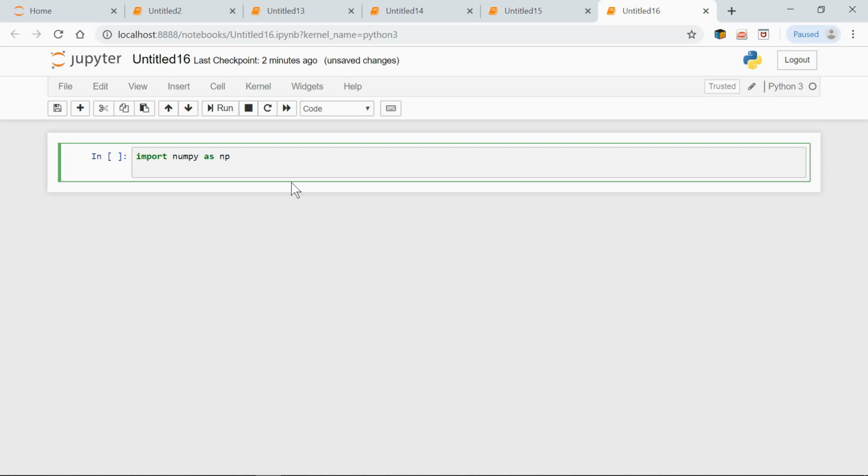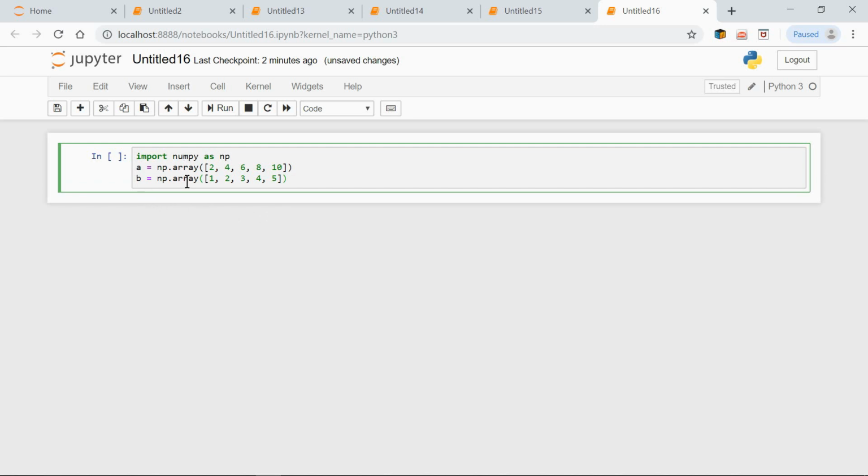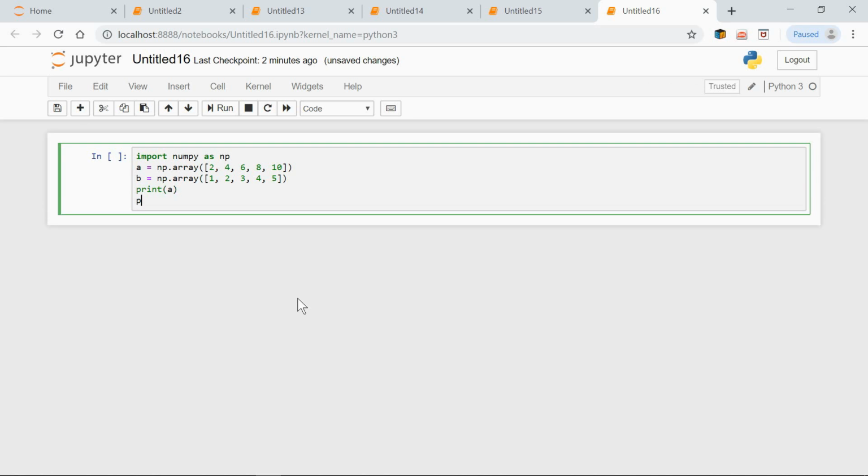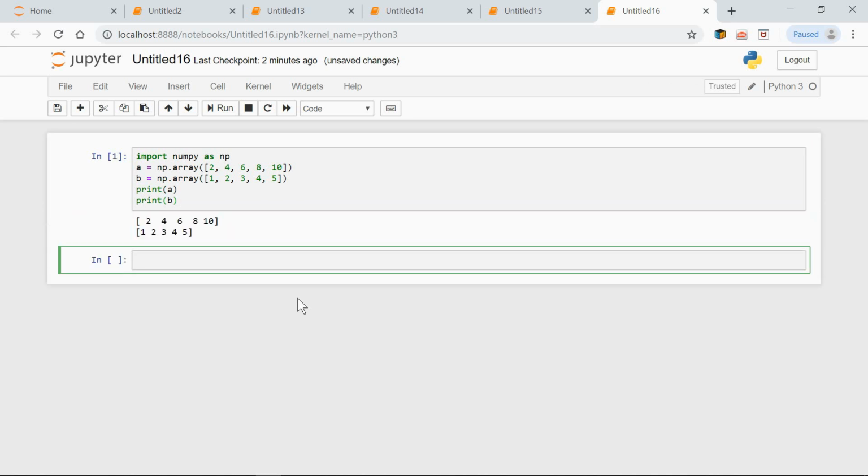Here are some examples. Let's define two arrays like so: A, B. Let's print them out. Print A, print B. Here they are.